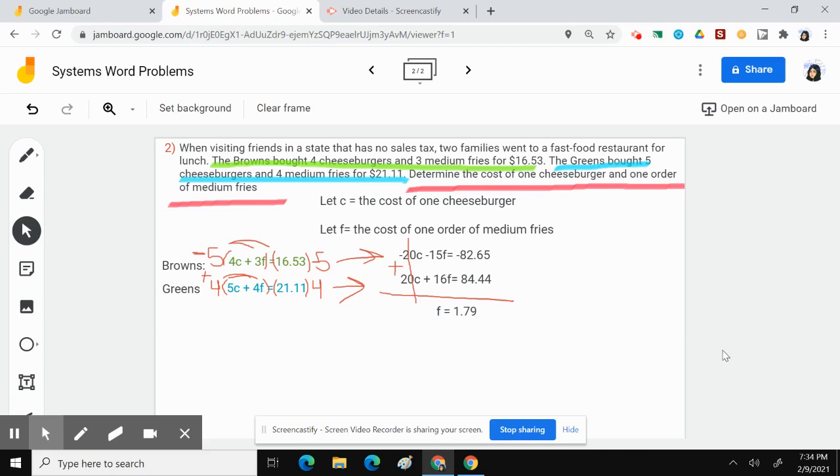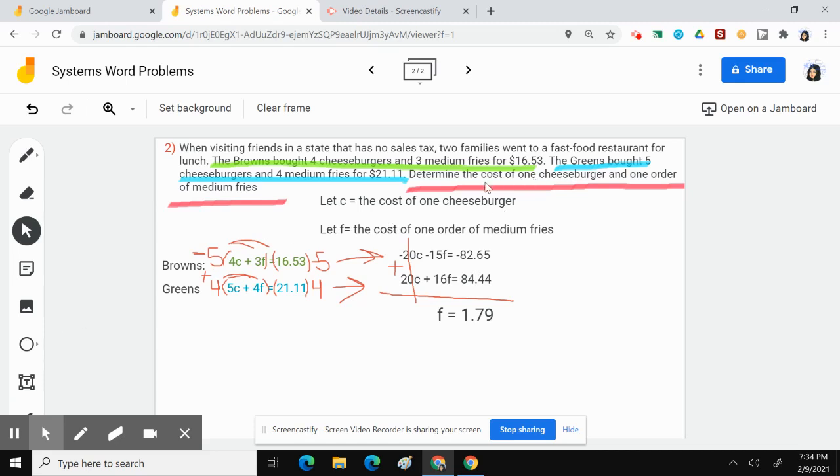Now, in this problem, it makes sense that my final answer is a decimal, right? Because oftentimes when you go and buy something, it's not exactly $2, exactly $5. You usually have a change amount. So $1.79 makes perfect sense in the context of this problem.